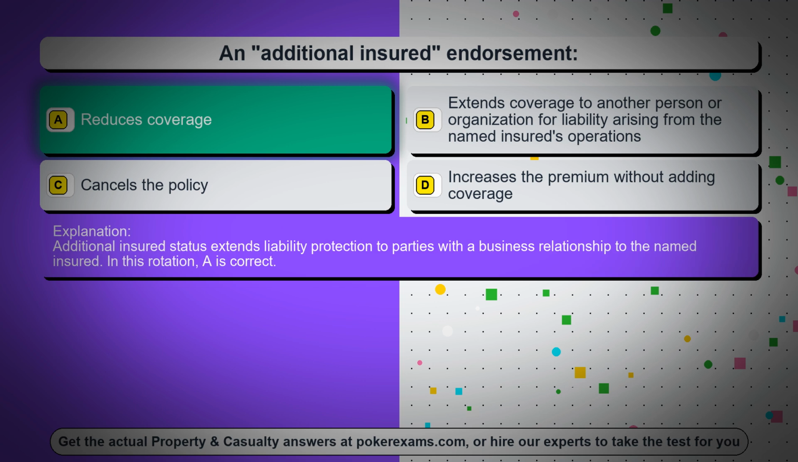Additional insured status extends liability protection to parties with a business relationship to the named insured. In this rotation, A is correct.